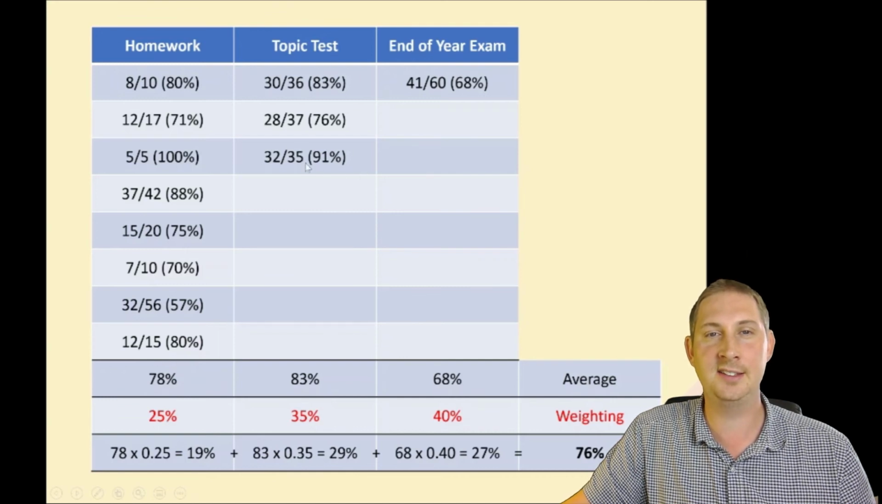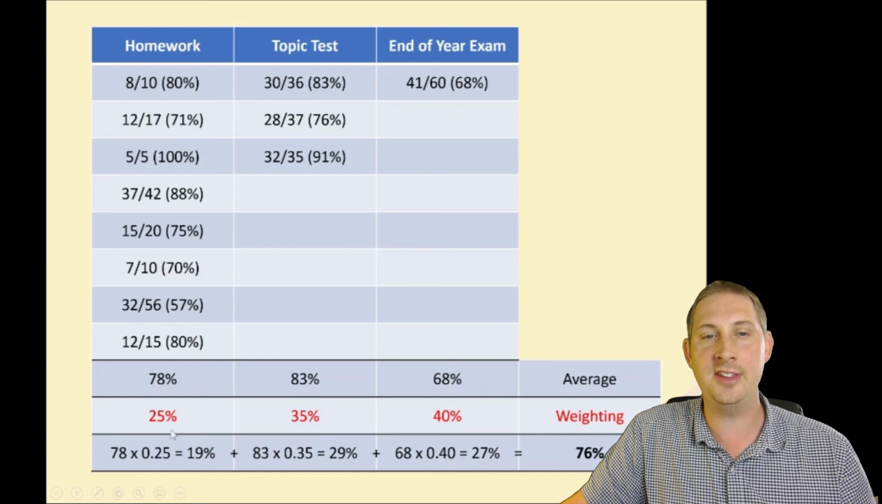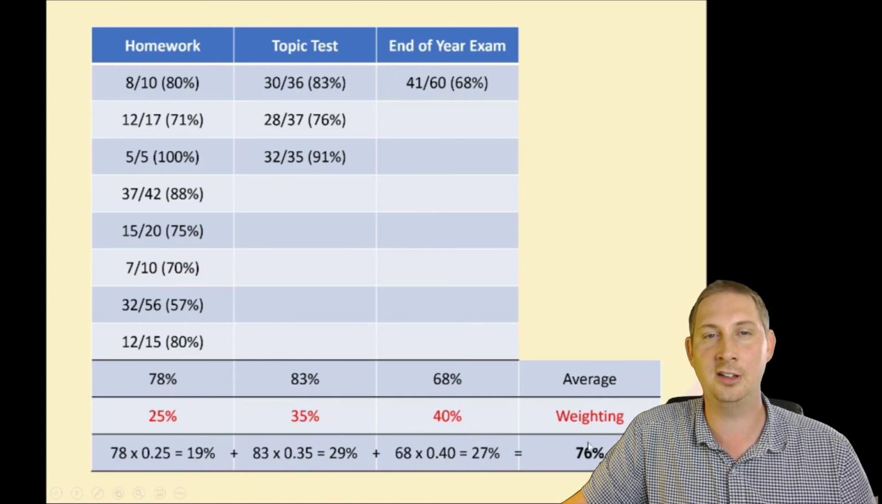3 topic tests, each with a different score. Again, it works out the average percentage for the topic test, and only 1 end of year exam. So the percentage there is the percentage from the end of year exam. It then weights that average percentage by the weightings that you've given. So in this example, homework at 25%, 78% times 0.25, 83% times 0.35, 68% times 0.4 gives 76% overall.